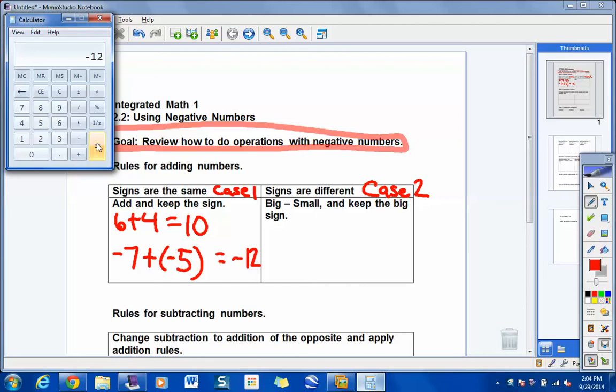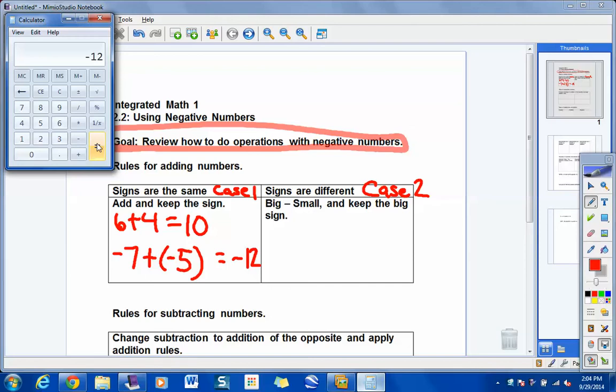Listen carefully. Negative 10 plus negative 30. What's the answer? Negative 40. Signs are the same. Okay? Take the 10 and 30, add it, 40, keep your sign. You should know this already. Are we okay with that rule, first of all? Yeah. Okay.